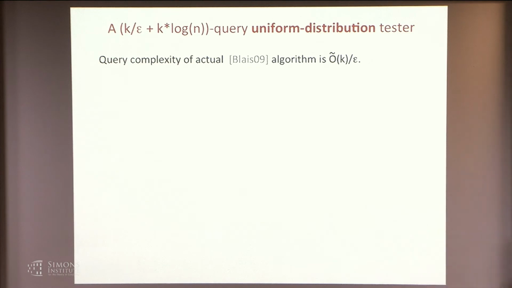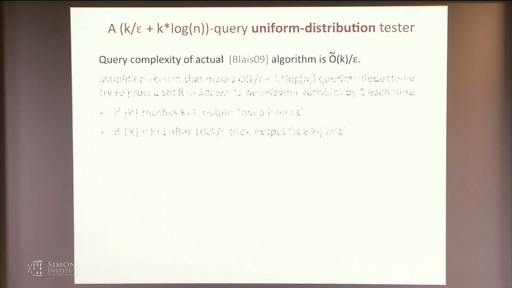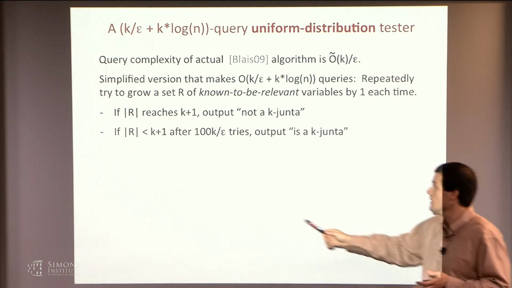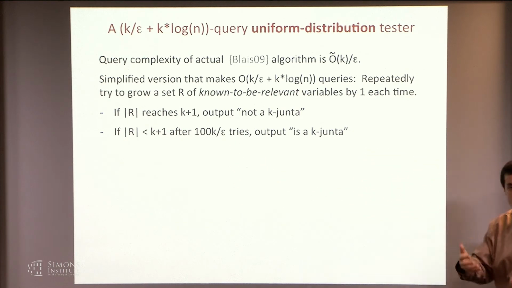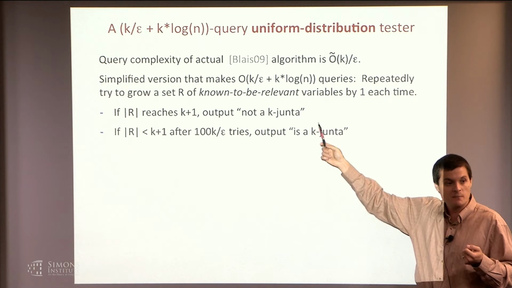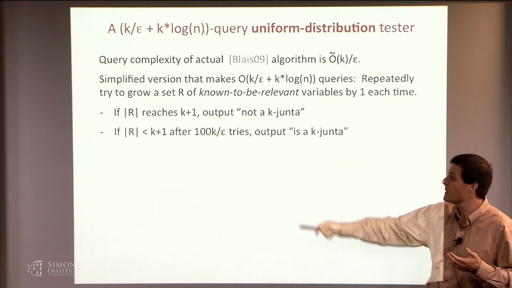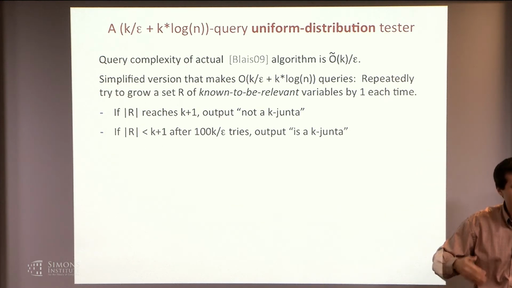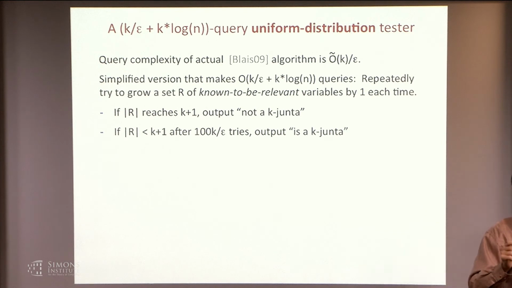Okay, and it's not too hard to imagine how this would go. It's probably going to do some kind of binary search. That's exactly what it does. Essentially, the way this simplified version of the algorithm works is it repeats, let's say 100k over epsilon many attempts to find a new relevant variable. If it succeeds in finding a new relevant variable k plus 1 times, then it knows that it's not dealing with a Junta because it's found k plus 1 many relevant variables. On the other hand, if I made 100k over epsilon many attempts to find k plus 1 relevant variables and I didn't succeed in finding them, it hopefully seems intuitive that probably the function is epsilon close to not having k plus 1 relevant variables, to being a k Junta.